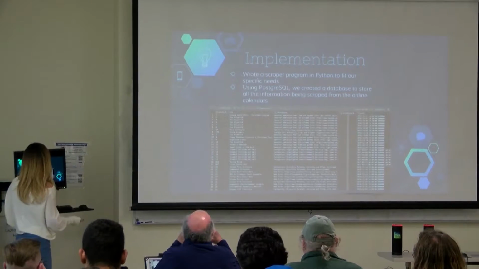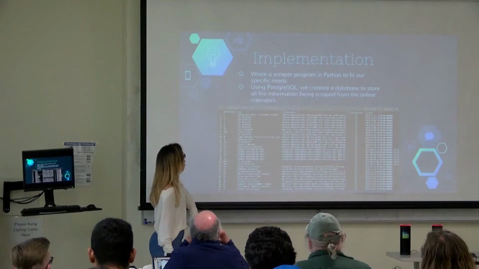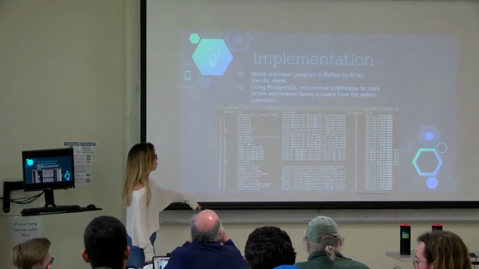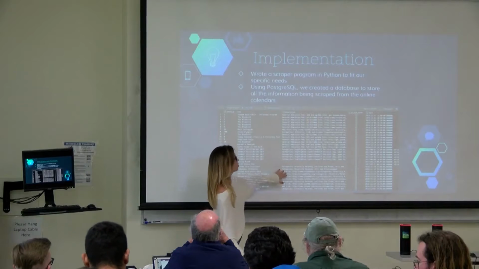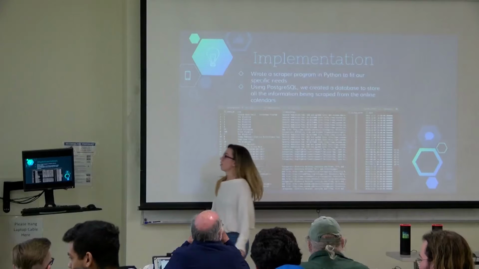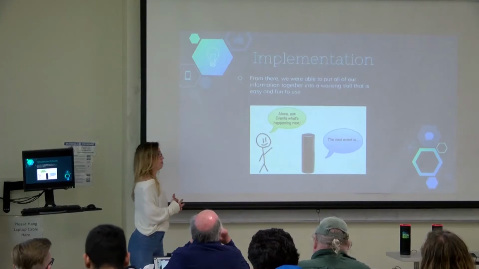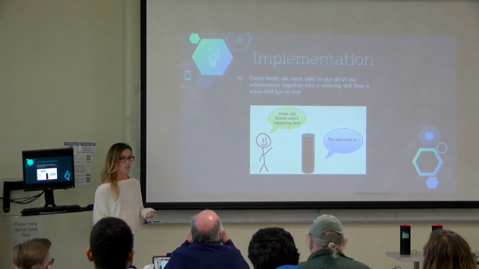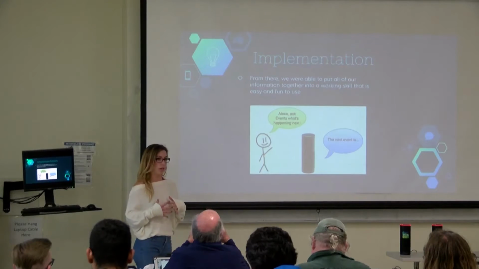And so from there, this is just a little screenshot of our database and all the events that we have. Up here it says we have 501 events right now, and these are just some of them. So we pulled the important information like the title of the event, the description, the start time of the event, and the date. And then from there we put it all together and used certain things that Amazon provides for you, like the Alexa Skills Kit and some other tools to build a working skill.